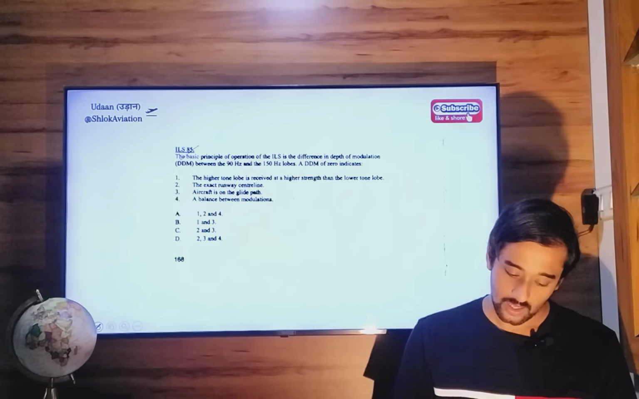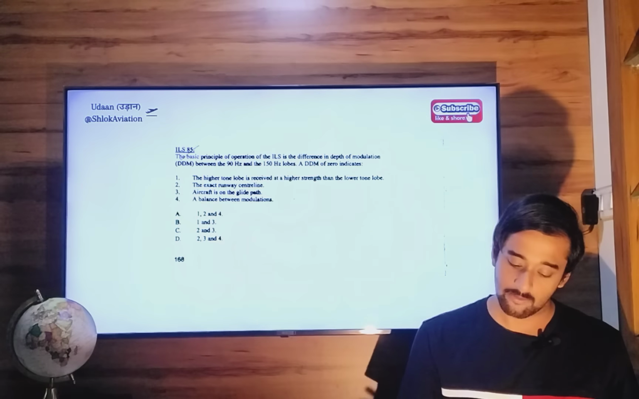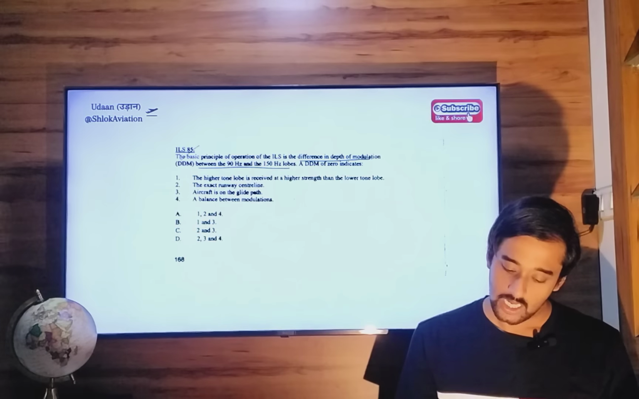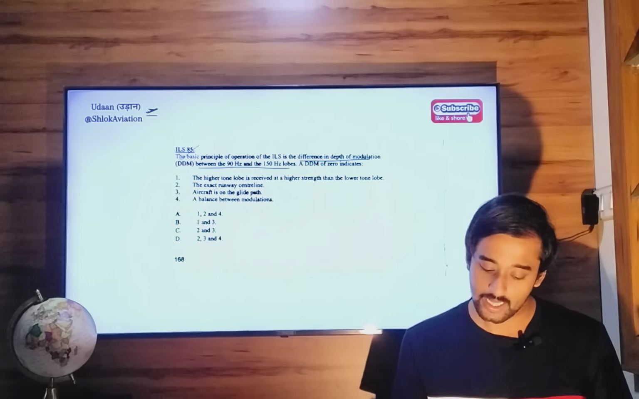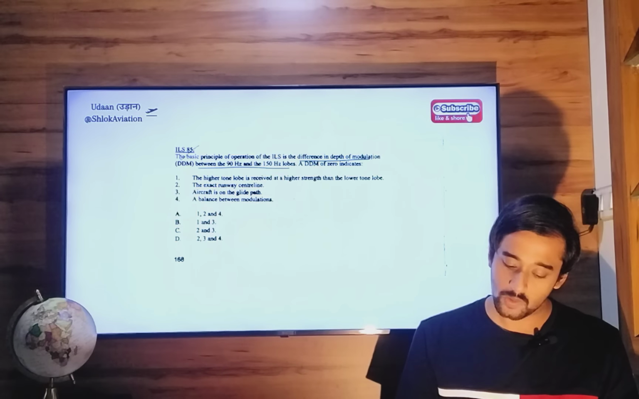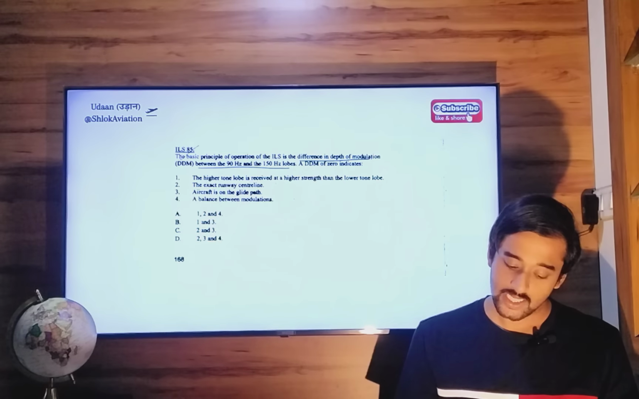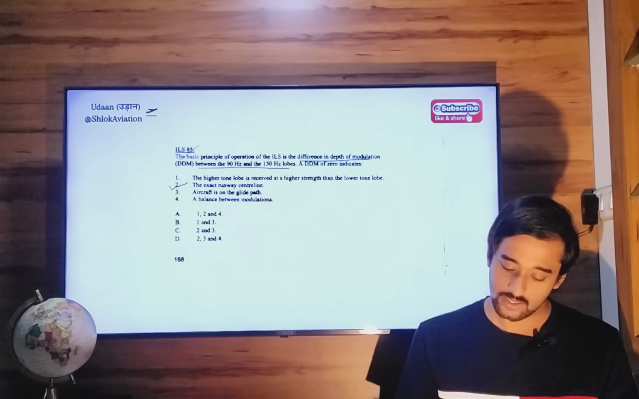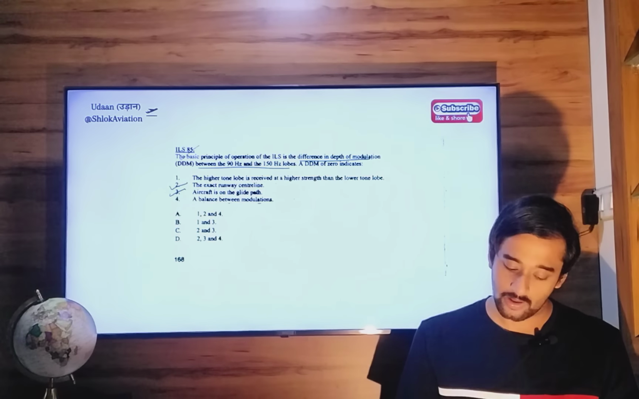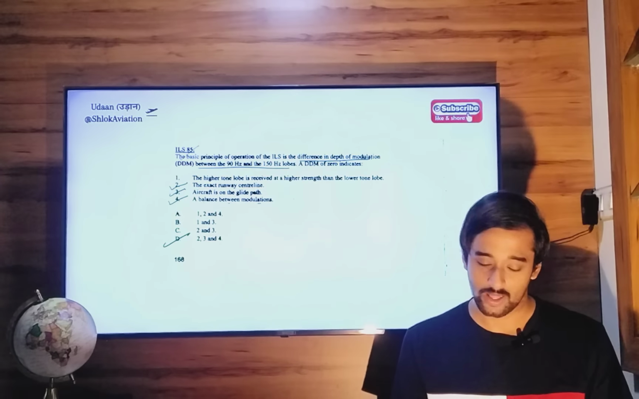Next. The basic principle of operation of the ILS is the difference in depth of modulation between the 90 Hz and 150 Hz lobes. A difference in depth of modulation of 0 indicates the higher tone lobe is received at the same strength as the lower tone lobe: the exact runway center line, yes. Aircraft is on the glide path, yes. A balance between modulations, yes. So 2, 3 and 4. So option number D is the right one.